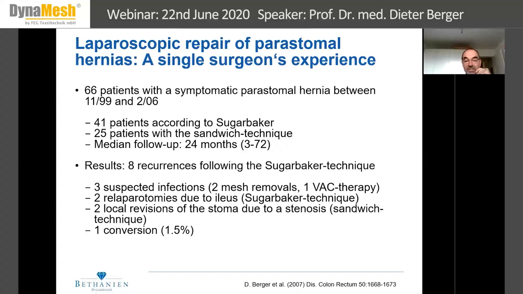We had suspected infections, which was the time when we used Gore-Tex mesh, and we were quite aggressive to remove the mesh. We had 2 relaparotomies due to ileus following the Sugarbaker technique. We had 2 local revisions in these 25 patients because of a stenosis of the stoma loop, at the level of the fascia, not at the level of the mesh. I will show you afterwards how it works with that stenosis, and one conversion.